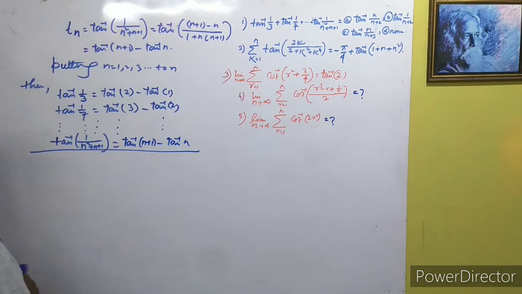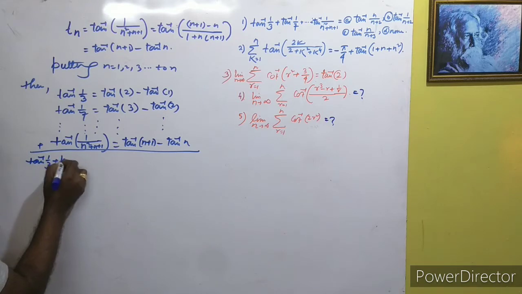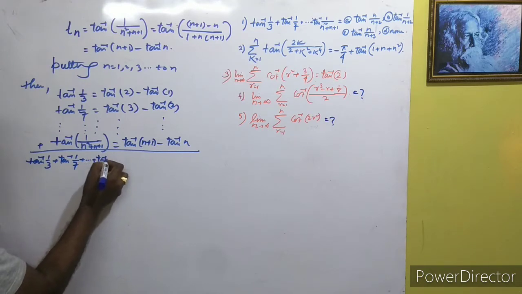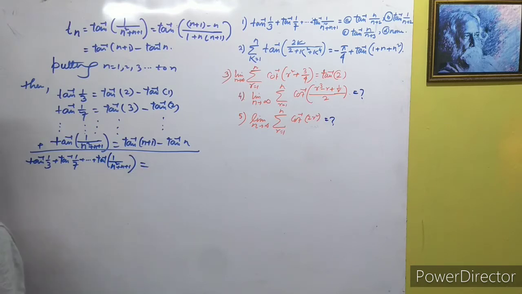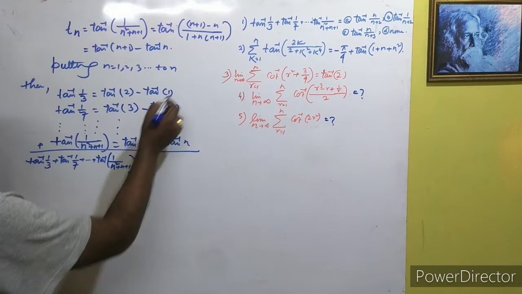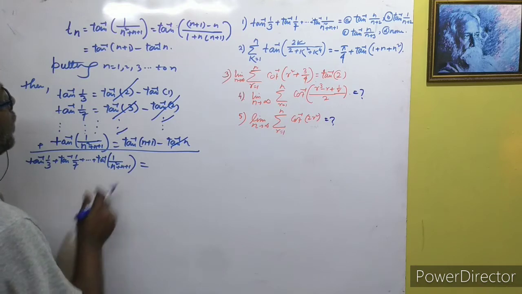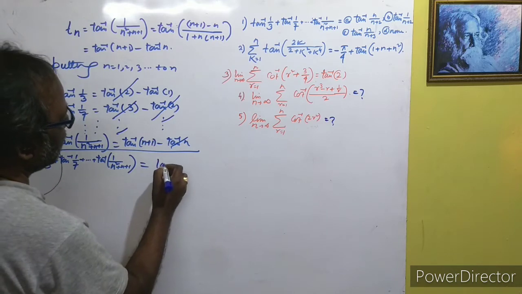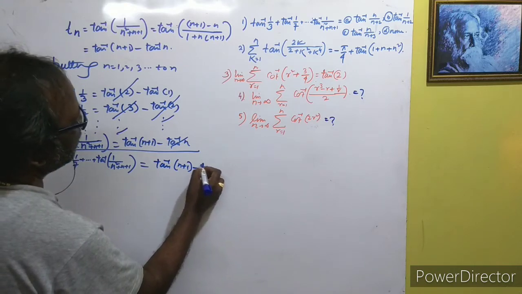Then do the sum: tan inverse 1/3 plus tan inverse 1/7 and so on plus tan inverse 1 by n square plus n plus 1. If we add this series, each term cancels with the next term, and each term also cancels with the previous term. We are left with the ending term, and this is your answer: tan inverse of n plus 1 minus tan inverse 1.